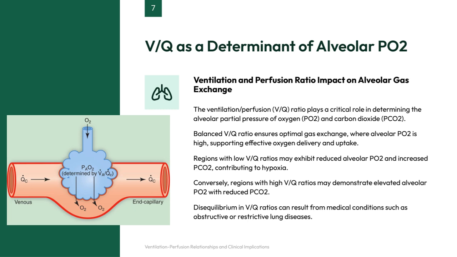On the other hand, a high VQ ratio indicates more ventilation relative to blood flow, resulting in higher alveolar oxygen but lower carbon dioxide. Imbalances in this ratio often occur in lung conditions like obstructive or restrictive diseases, disrupting normal gas exchange and impairing oxygen delivery to the tissues. Understanding this balance helps us grasp how different pathologies affect respiratory efficiency.